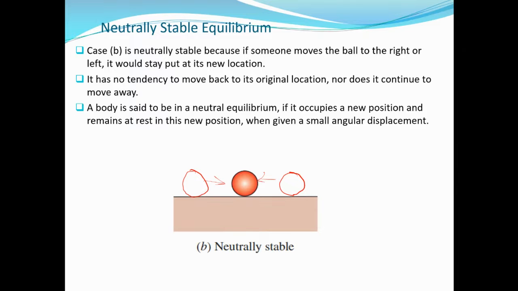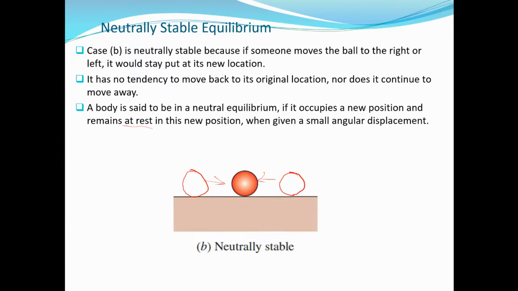In the stable equilibrium, the body has tendency to move to its original location. In the neutrally stable equilibrium, the body has no tendency to move back to its original location, nor does it continue to move away. It remains in equilibrium, so it is neutrally stable. The body is said to be in a neutral equilibrium if it occupies a new position and remains at rest in this new position. So you see, it remains at rest in this new position. That is why it is in equilibrium when given a small angular displacement.